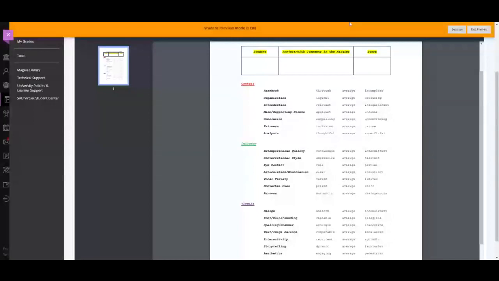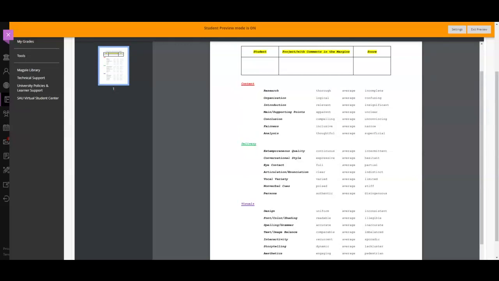As we wrap this up in terms of the actual speech critique, which we will return to now in the student preview mode on Blackboard, think about all of these areas one more time. In terms of your content: the research, the organization, the introduction, the main supporting points, your conclusion, fairness, analysis. Is it thorough, logical, relevant, apparent, compelling, inclusive, and thoughtful?